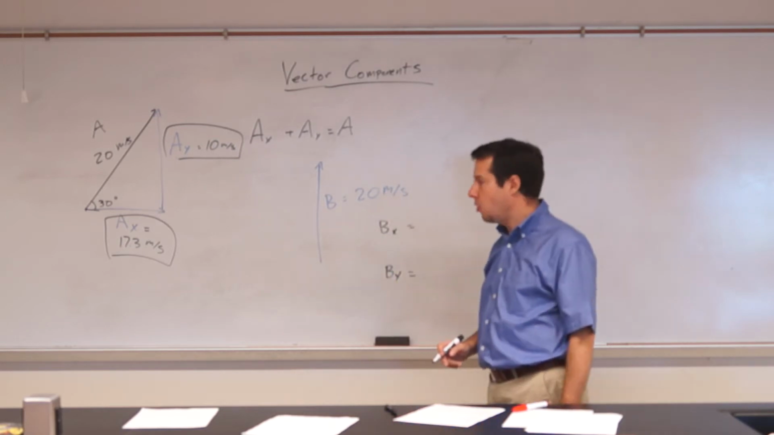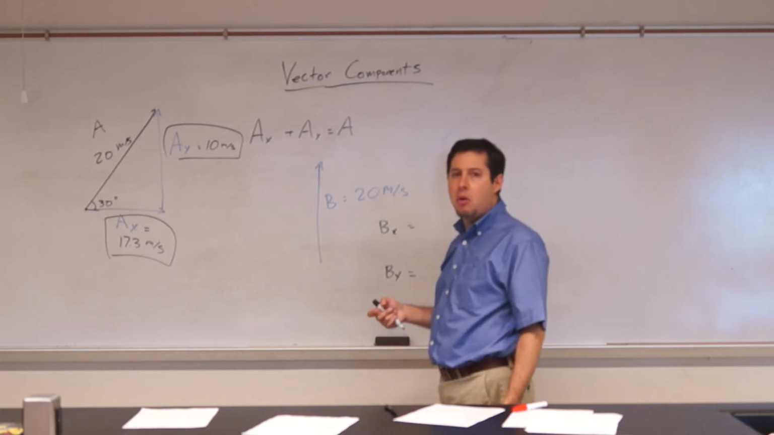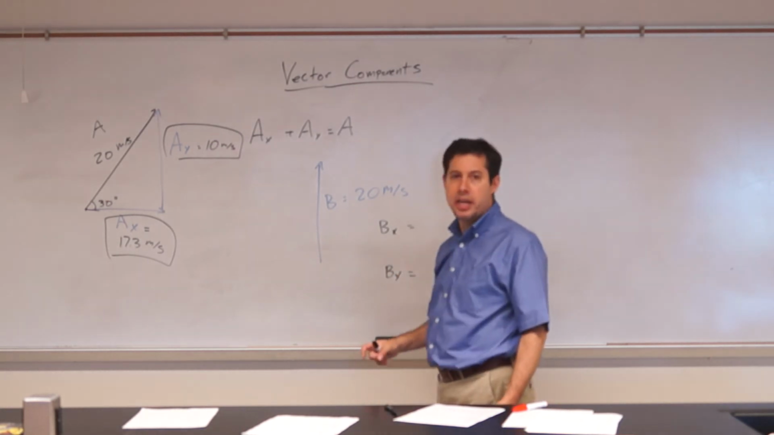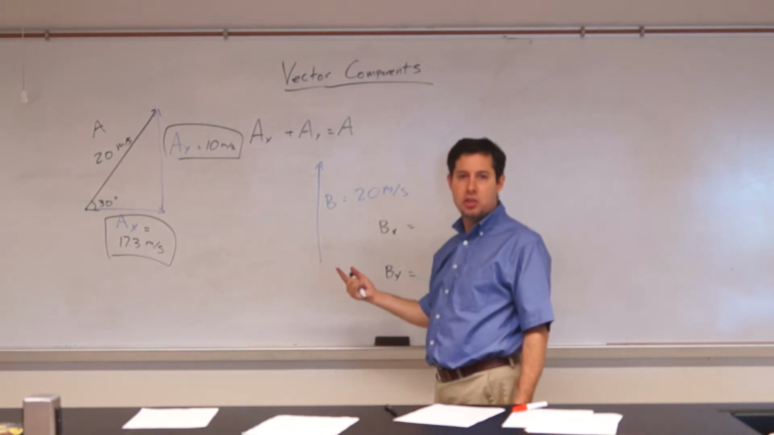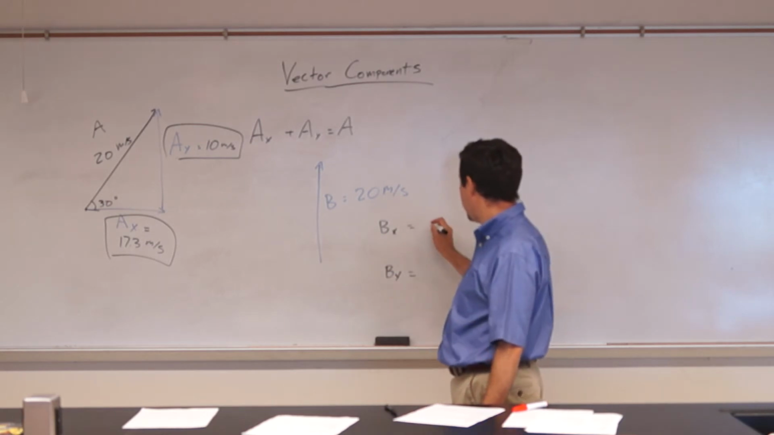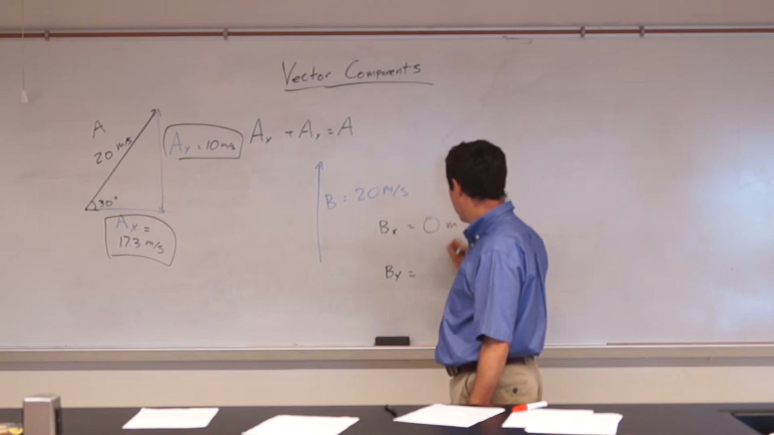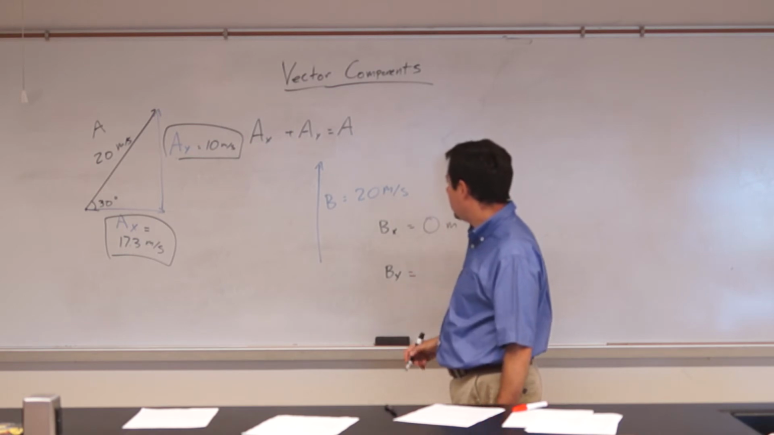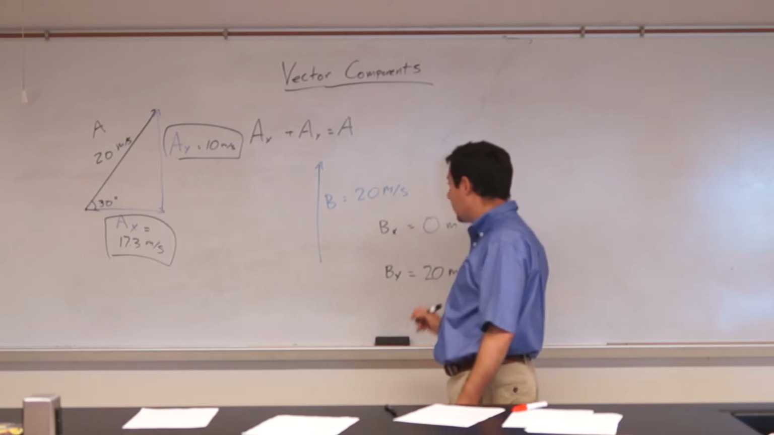If it's directly north, look at this, and you can think about what component of this is going in the x direction. As time goes on, it doesn't move in the x direction at all, right? There's no x component. So in this case, the x component is 0, and the y component is going to be the full 20 meters per second.